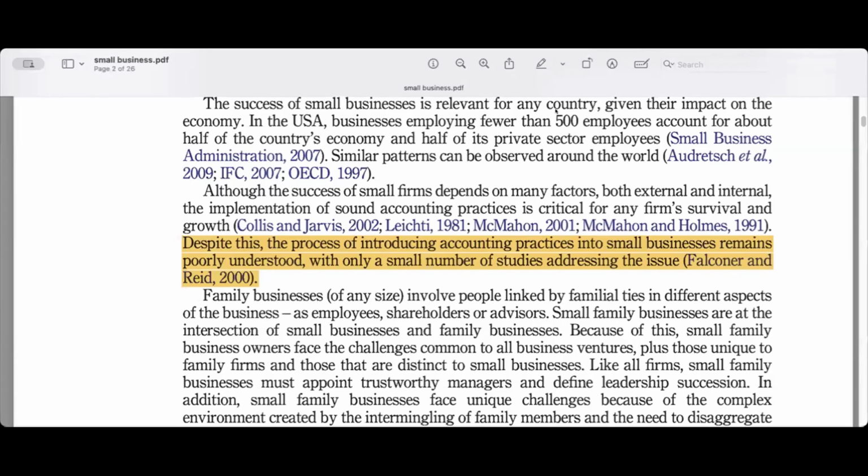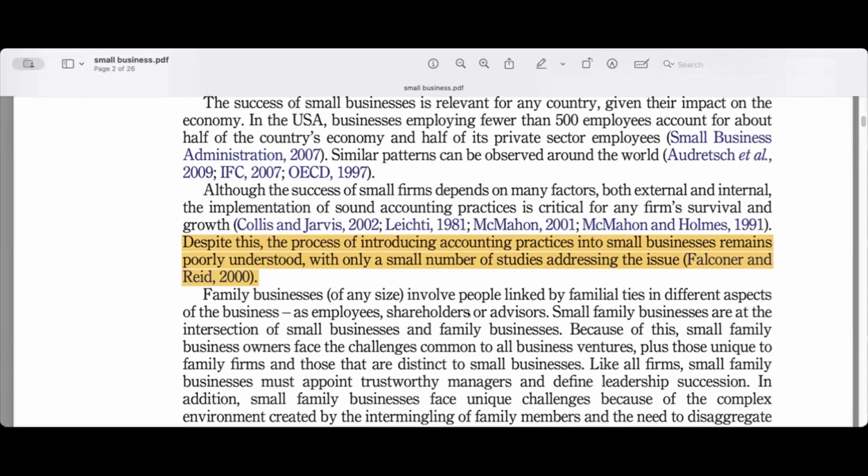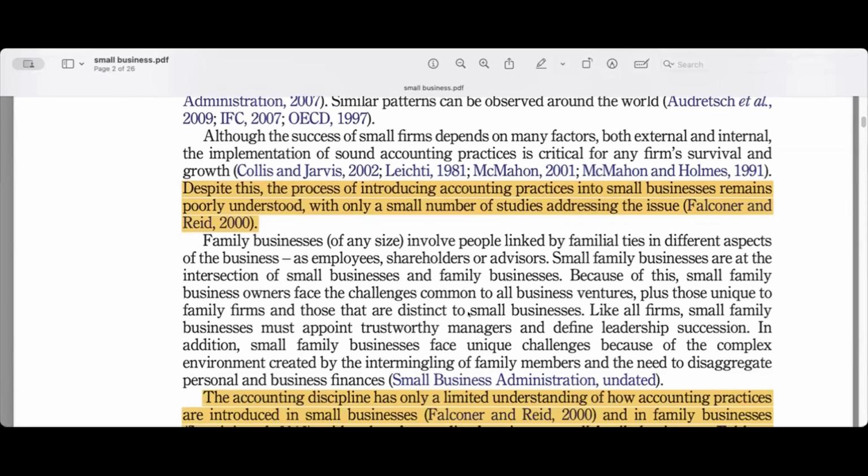Then remember, first paragraph, small business; second paragraph, accounting practice. So every paragraph has a theme. The next one is: small family businesses of any size involve people linked with family ties. He's explaining different aspects of their business: employees, shareholders, advisors. Small family businesses sit at the intersection between small businesses and family businesses. Business owners face challenges common to all business ventures, those unique to family firms, and those distinct to small businesses. So that means they will face small business challenges and family business challenges.